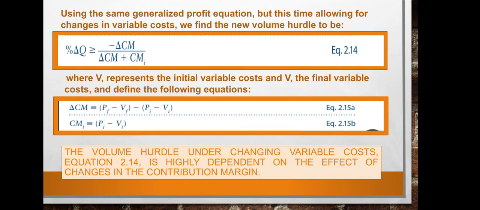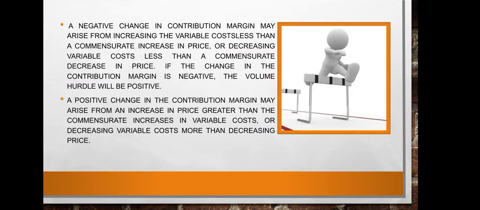The volume hurdle under changing variable costs equation is highly dependent on the effect of changes in the contribution margin. A negative change in contribution margin may arise from increasing the variable cost less than a commensurate increase in price, or decreasing variable cost less than a commensurate decrease in price. If the change in the contribution margin is negative, the volume hurdle will be positive.